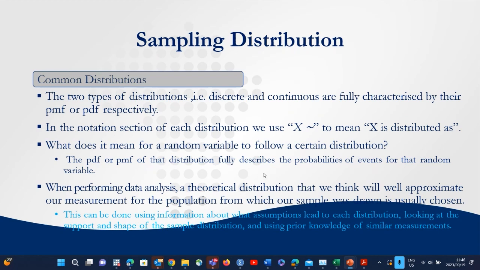When we are performing data analysis, theoretical distributions that we think will approximate our measurement for the population from which our sample was drawn are usually chosen. As I said, if I'm dealing with the average and I'm assuming that it has this theoretical distribution, then I can use the properties associated with it to be able to select a statistical test.